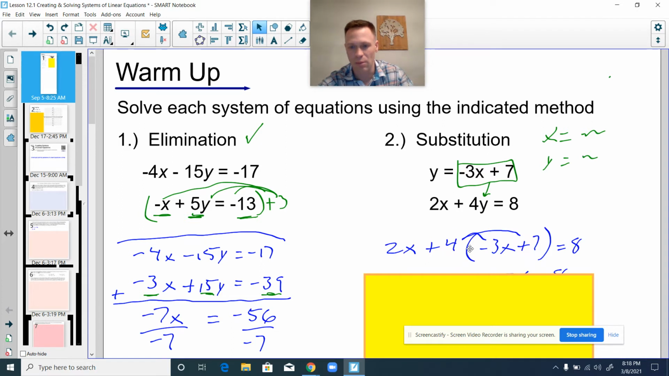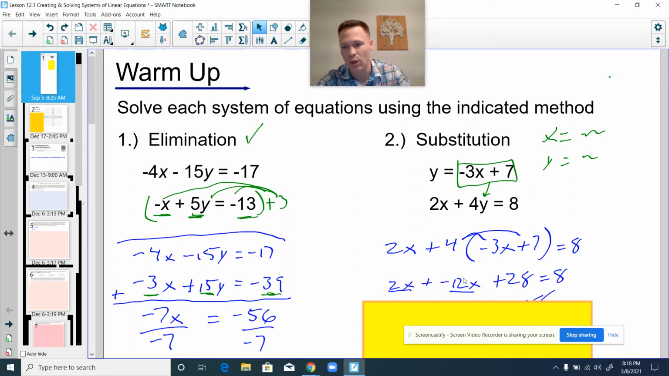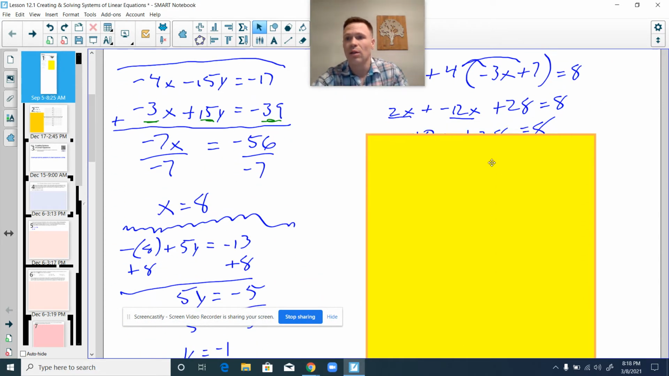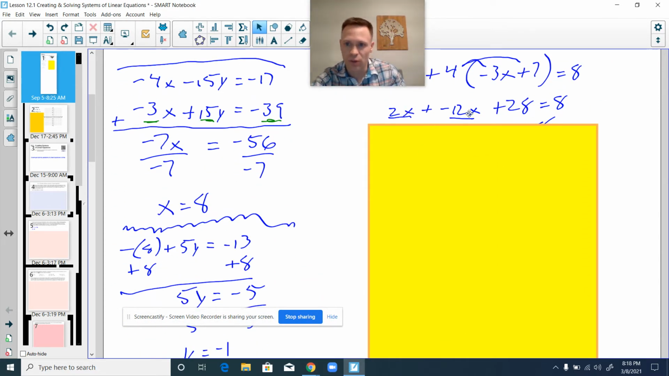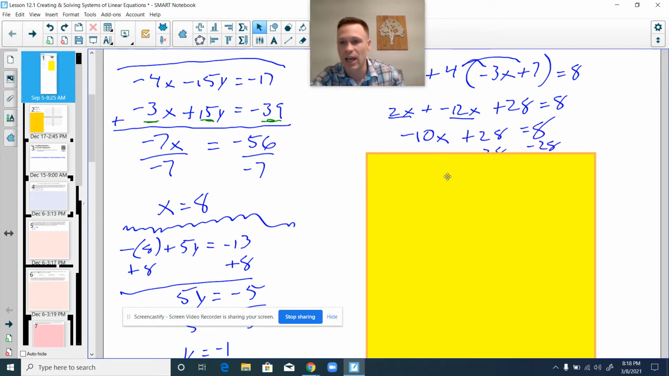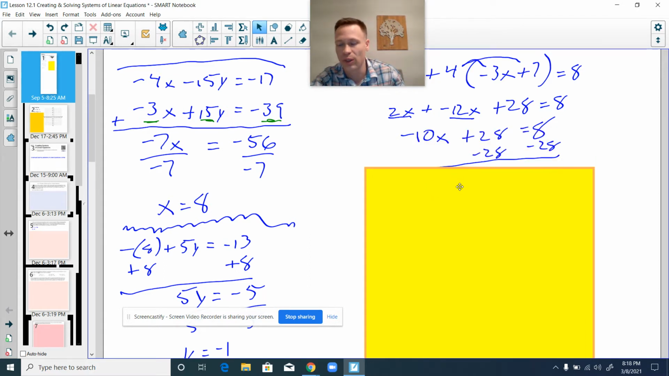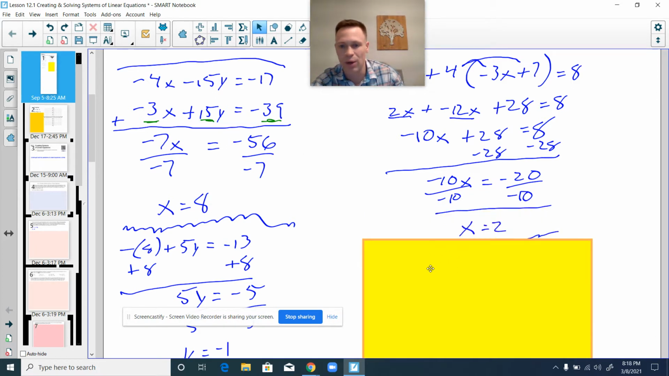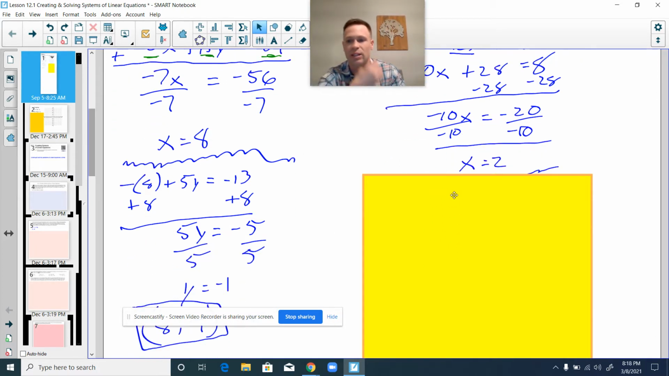So when I do that, remember I have a distribution that I have to do. That's not big, it's just 2. But I do have to distribute. So I have the 2x here, and then 4 times negative 3 and 4 times 7. When I do that, I get negative 12x and 28. I can combine like terms, so the 2x and the negative 12x give me negative 10x. And then I will subtract 28 from both sides to get negative 20. I'll have negative 10x is equal to that negative 20. Divide both sides by negative 10, and I'll end up with positive 2. So I get x equals positive 2.